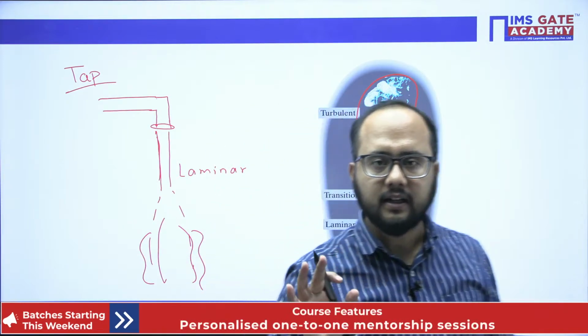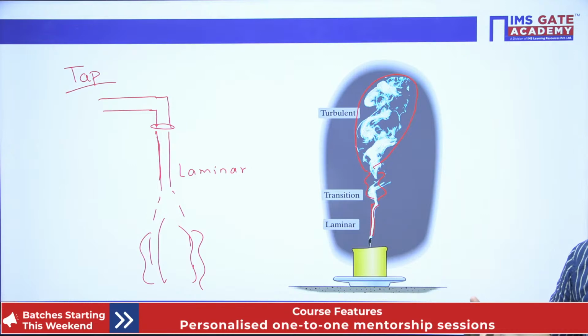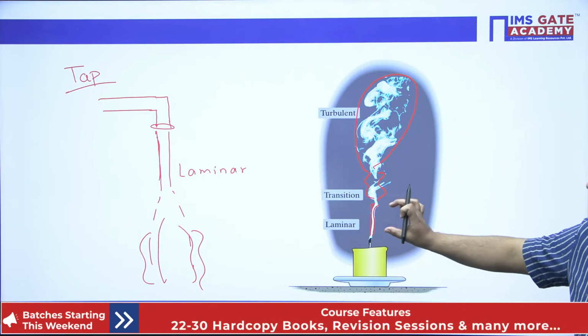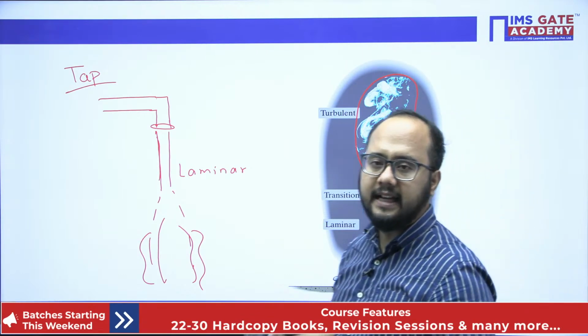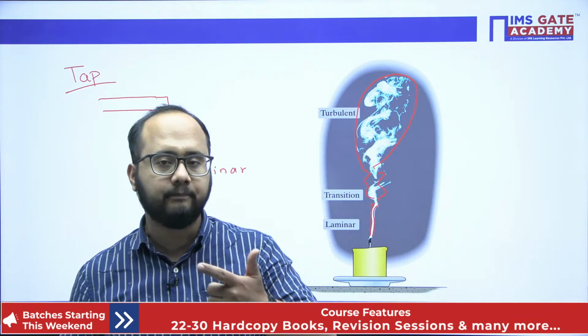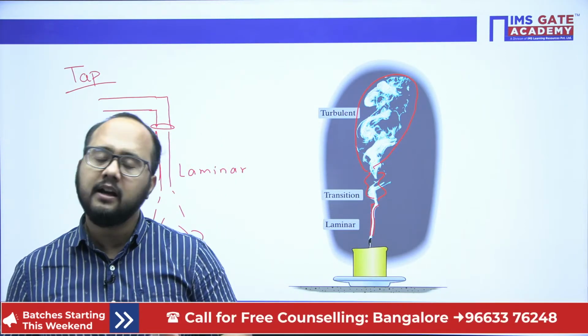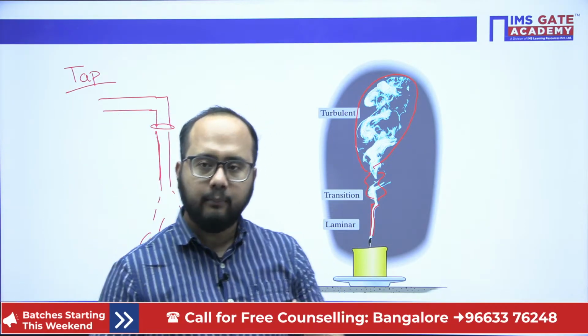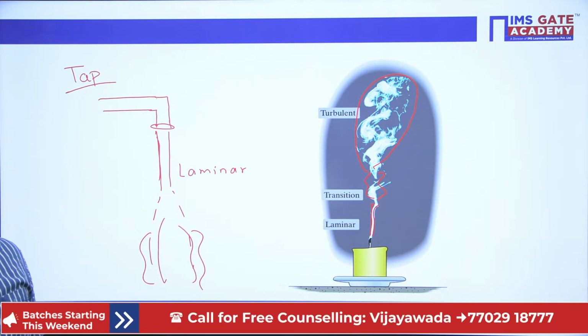Are you getting the point? So from the practical observation, we can understand this thing. Laminar, then transition, and then turbulent. We'll discuss this in more detail in the chapter on fluid boundary layer. In fluid mechanics there is a separate chapter, boundary layer, in which we'll discuss it in detail. But as of now, from the practical observation you can understand this phenomenon also.